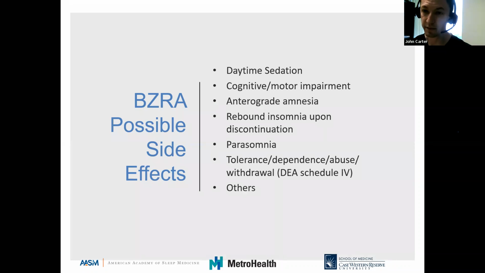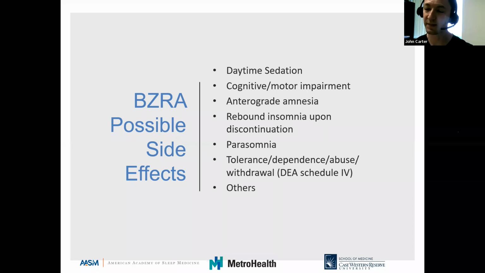I imagine everybody's familiar with this. There are a number of possible side effects from the Z drugs. Daytime sedation, particularly if it has a longer elimination half-life. Cognitive and motor impairment, although that is related to the plasma concentration. So immediately after taking the medication, that impairment is very likely. As the medication is metabolized, that becomes less and less problematic.